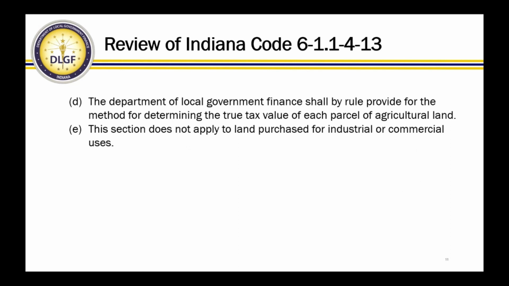One of the other key things about agricultural land is it does not apply to land purchased for industrial or commercial uses. So there could be a situation where a taxpayer buys some land and they're going to make it into a factory or maybe an office building or something. I'll harp on this throughout the webinar, but you have to look specifically at what the land is currently being used for, and you have to look at it on a case-by-case basis.